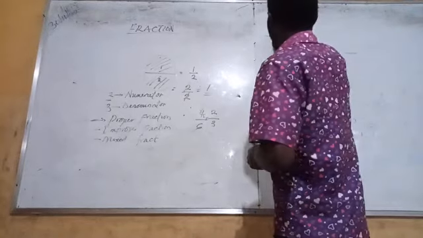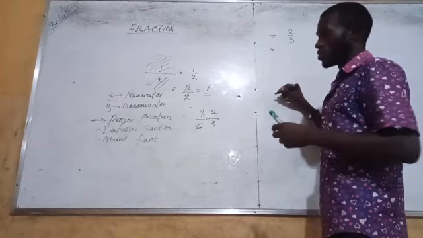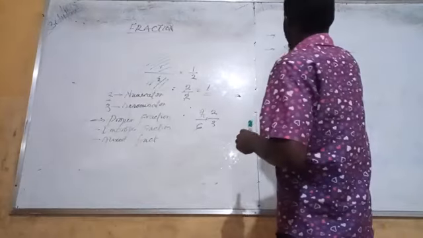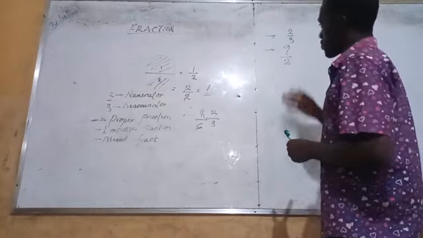Then number 2 is the improper fraction. That is the opposite of proper fraction. We have the bigger number at the top and the small number under. So this is an improper fraction.